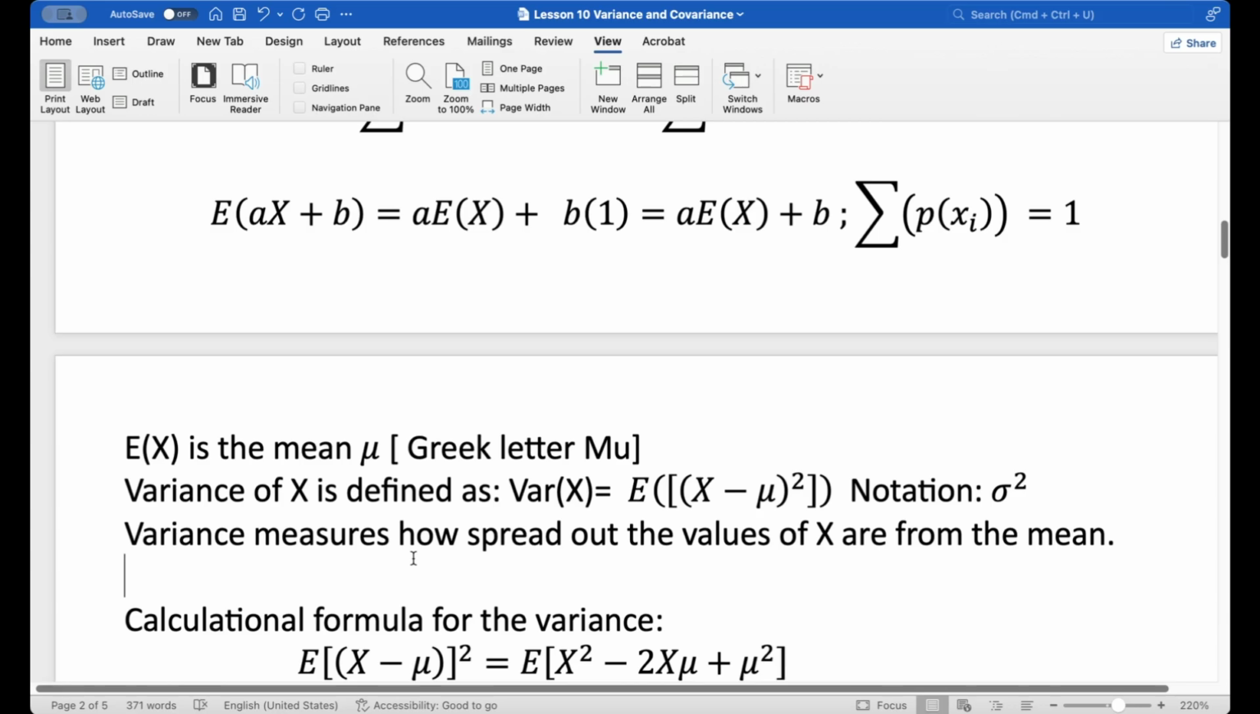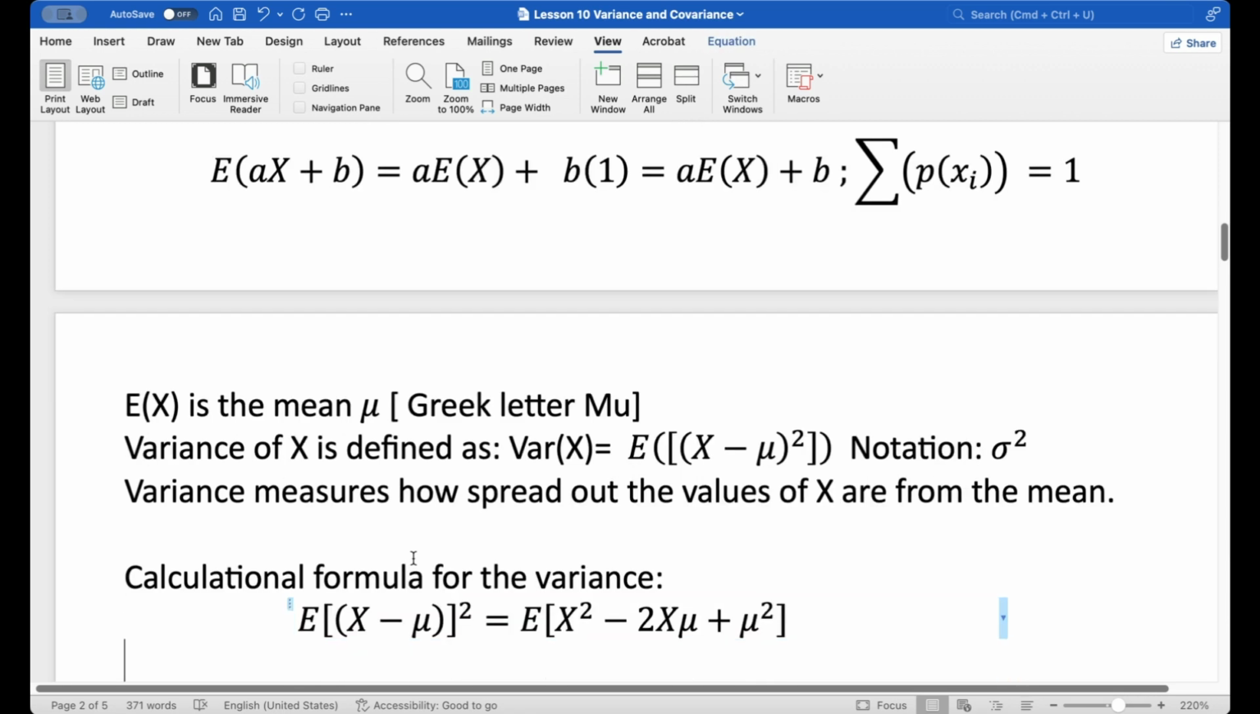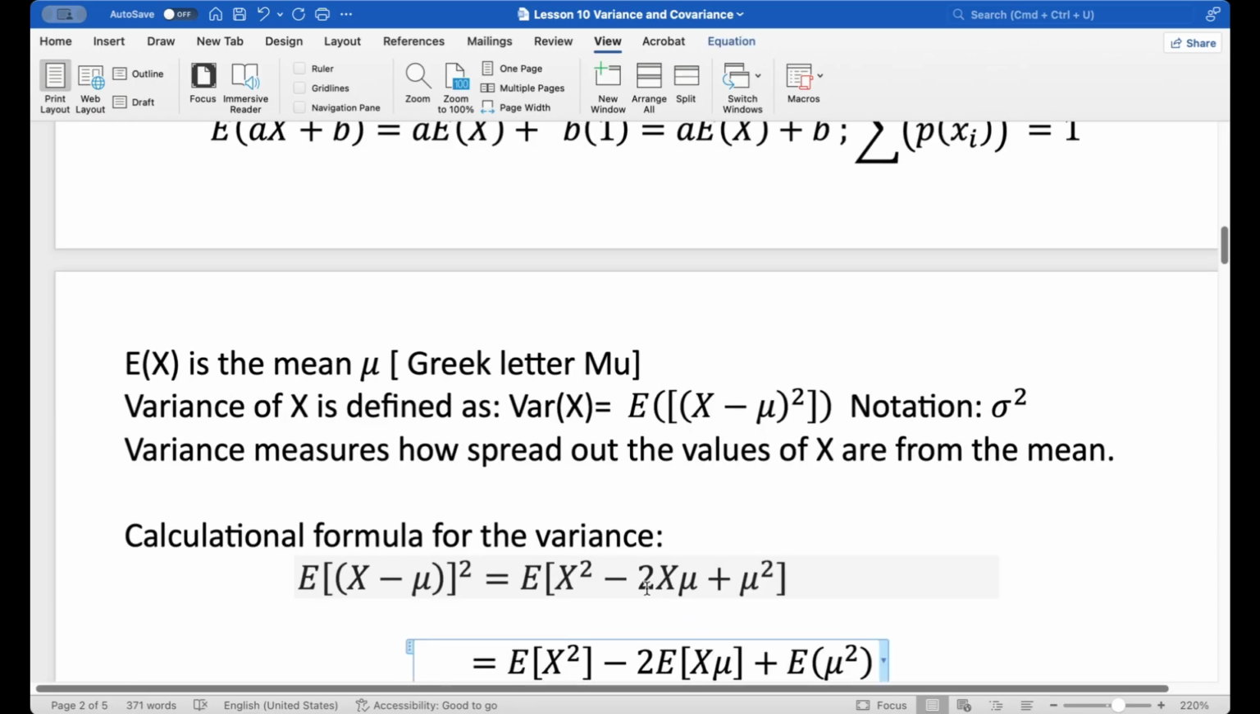Now, we have a slightly different formula for calculational purposes, so we're going to expand this definition out. The expected value of x minus mu quantity squared. So just squaring that out, we're going to get x squared minus 2x mu plus mu squared, just multiplying that out using FOIL or the distributive property. Then the expected value is linear. We can apply the expected value to each piece and factor out constants. So we get e of x squared minus 2 times e of x mu plus e of mu squared.